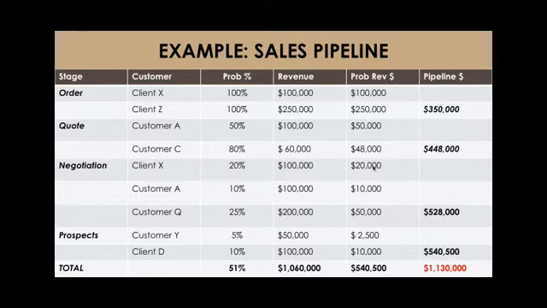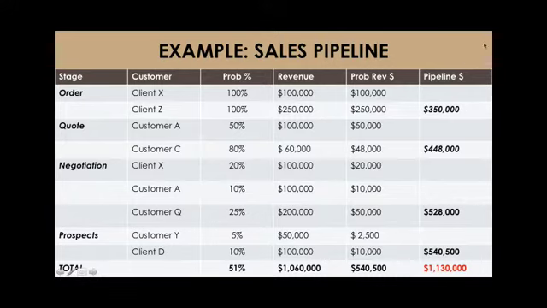So we've now gone from having an income matrix to a pipeline that's starting to make sense. And we can see the gap between what we're really doing and what our target is. So this is really important. Okay, so that's a sales pipeline. And as I mentioned, I'm going to send you an example of that.